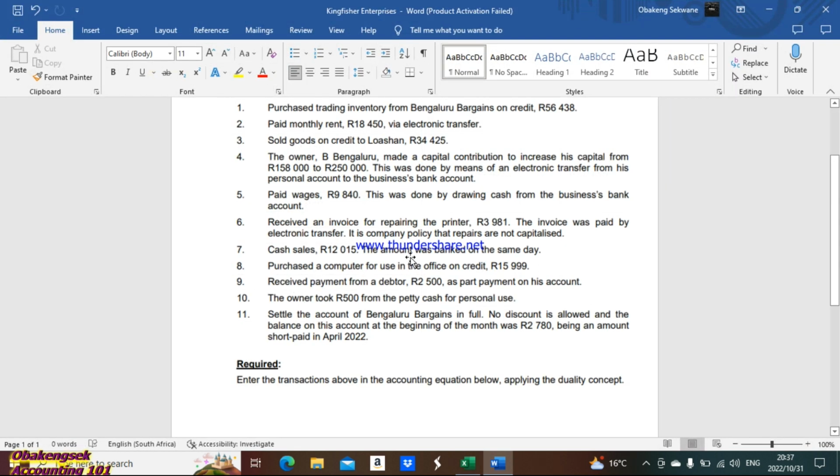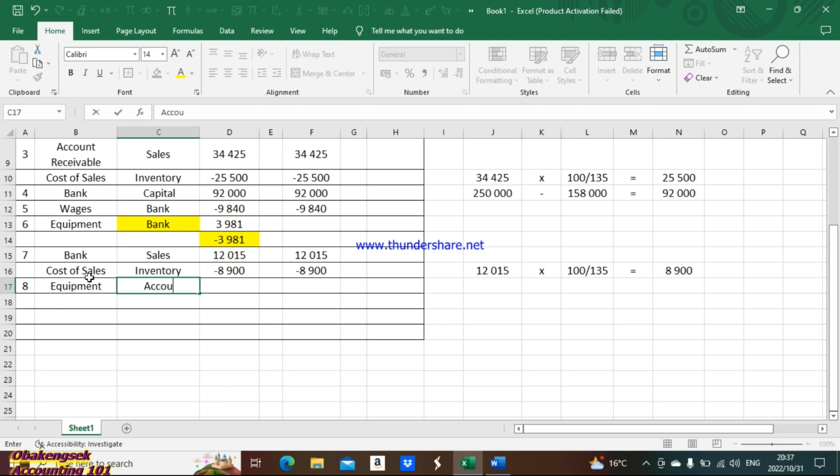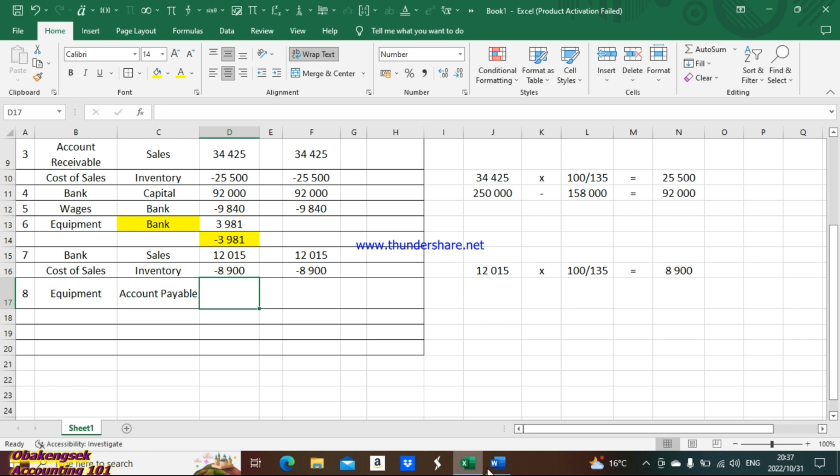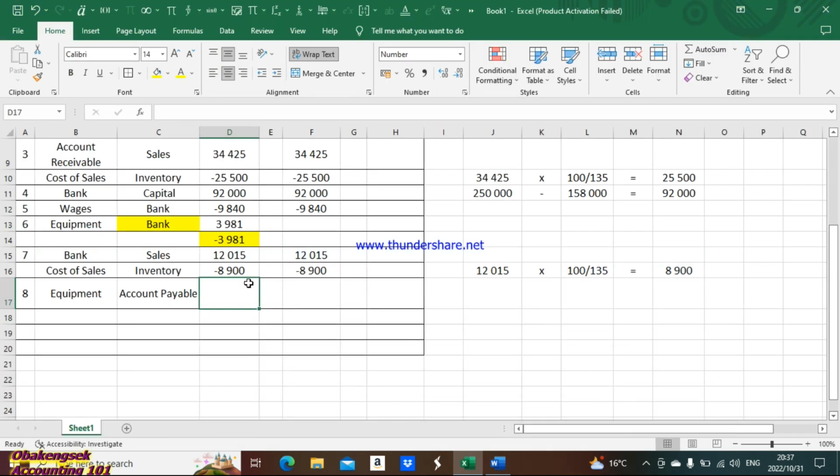Then transaction 8, it says we purchased a computer for use in the office on credit, 15,999. So on the 8th transaction, we have equipment. Our computer falls under equipment. And on credit, it's accounts payable. So our equipment increased by positive 15,999. Now accounts payable, 15,999.